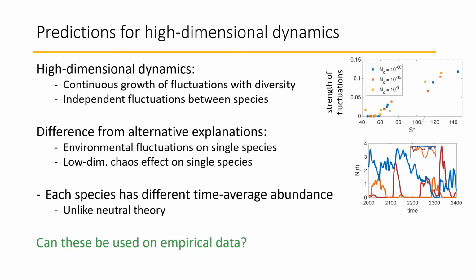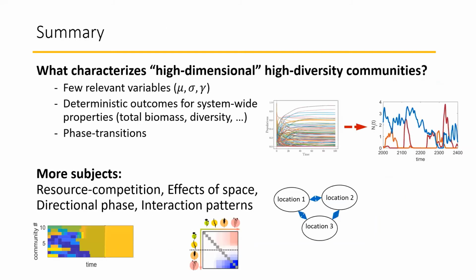All right, I'll summarize. What characterizes these high-dimensional, high-diversity communities? I talked about few relevant variables that fix everything, deterministic outcomes for system-wide properties such as the total biomass, diversity, and so on. We don't know what a single species will do. We know what the community will do. And I talked about these sharp transitions. And there's many, many more things. I haven't spoken about resource competition, behavior, effects of space, another completely different phase, which I have not discussed, and these interaction patterns that I mentioned at the beginning.